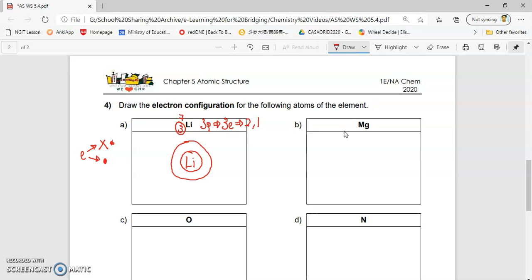For the first case here, let's use a cross. So the first shell is 2, up, down. The second shell is 1, up. So can you see? 2 in the first shell, 1 in the second shell.